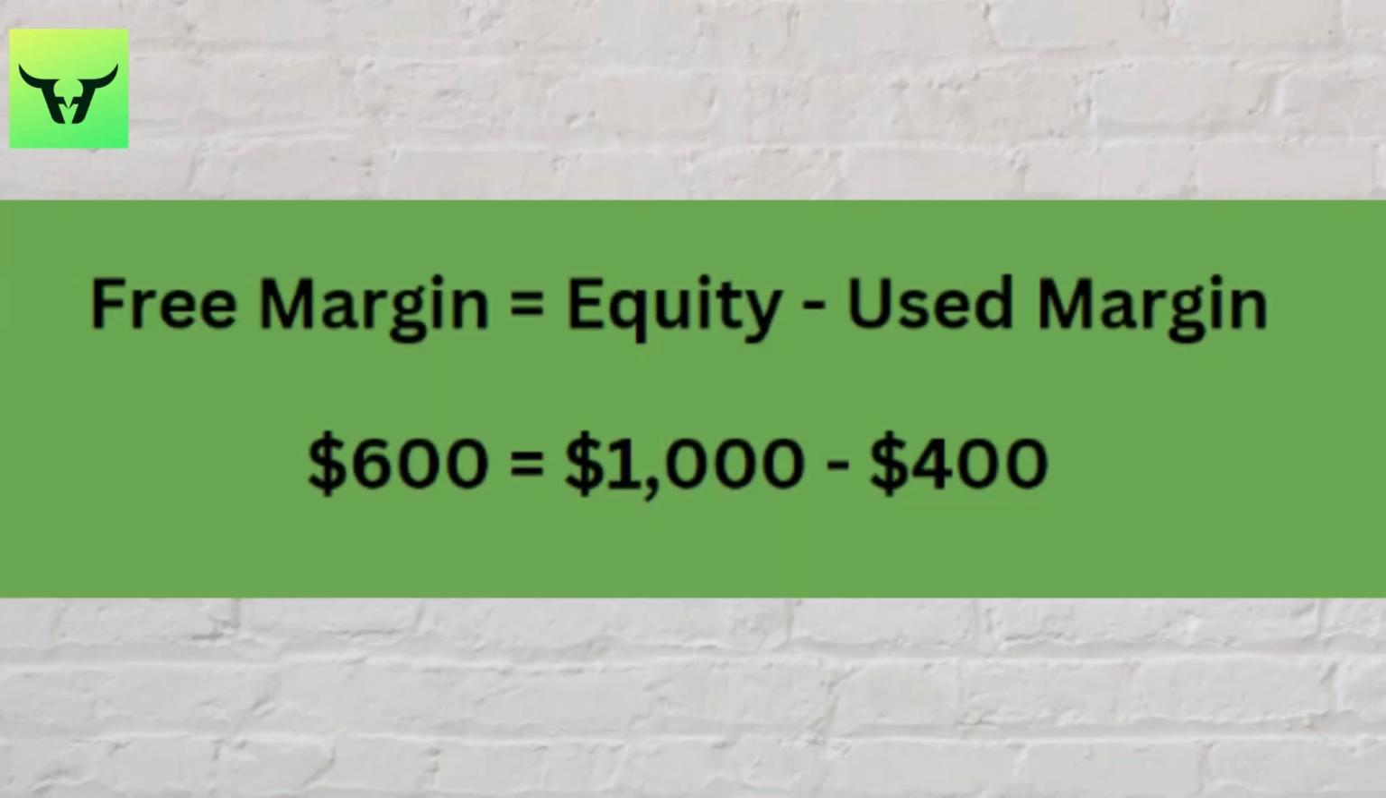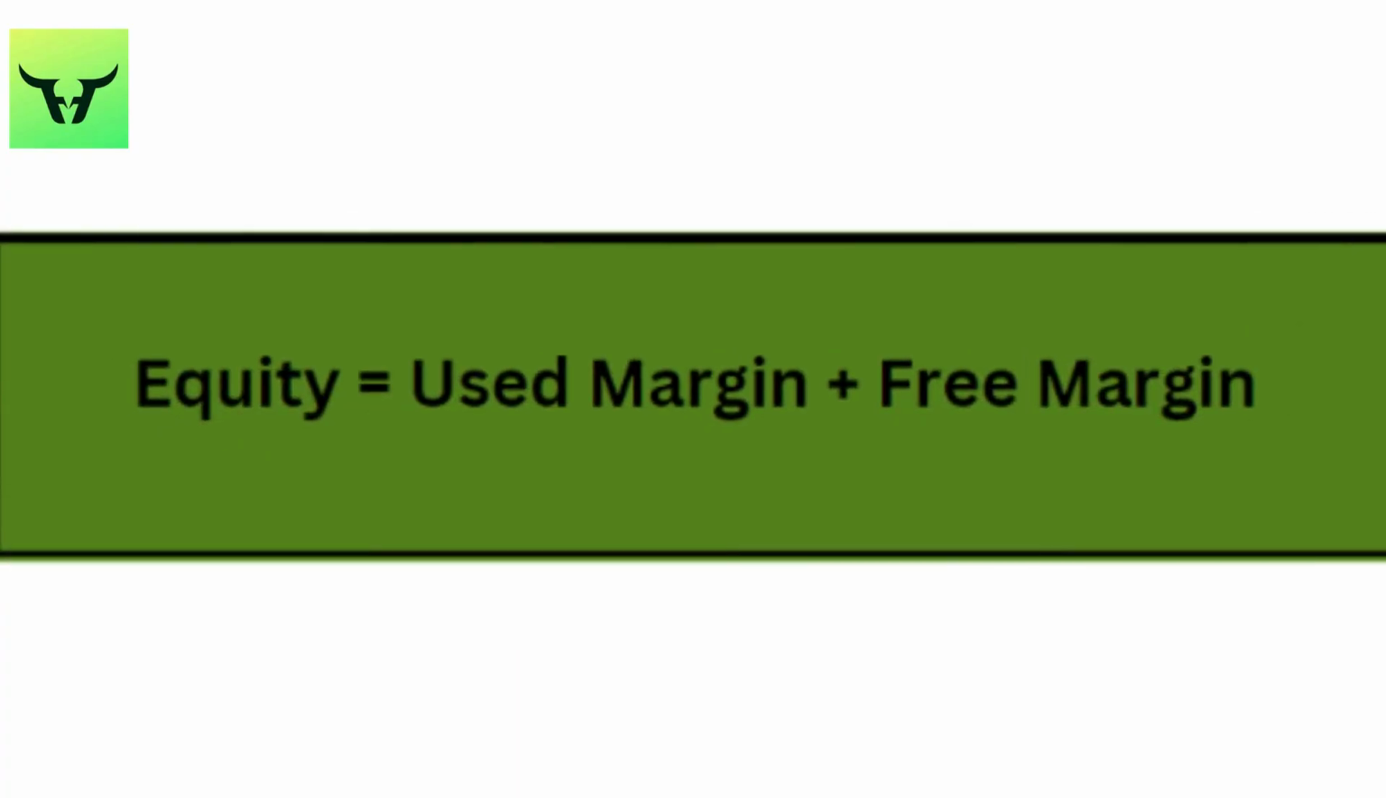Step 4. Calculate free margin. For calculating the free margin, we use the formula. The free margin is $600. As you can see, equity may also be understood as the total of your used and free margin.